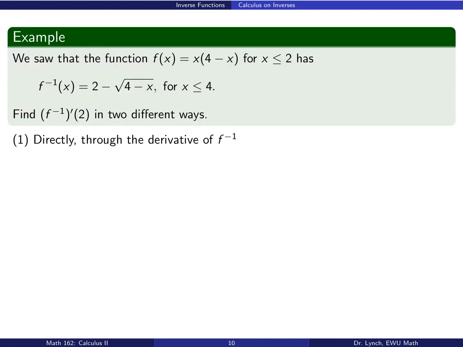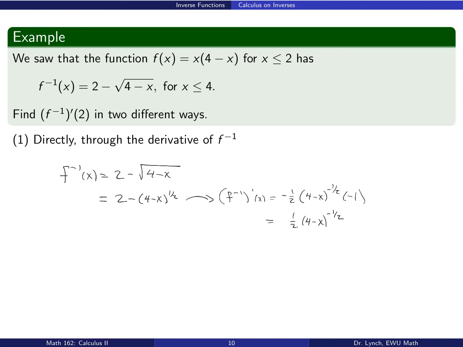So here is the inverse function we looked at previously, and we'll find the derivative of this inverse function two ways. First, directly, and then second, using the theorem we had before. So directly, we can find the derivative f inverse prime just by using our rules from Calculus 1. So just by using the power and chain rule, we can see that the derivative of the inverse is negative 1/2 times 4 minus x to the minus 1/2, all times minus 1, or if you simplify the minus signs, we end up with 1/2 times the quantity 4 minus x to the minus 1/2.